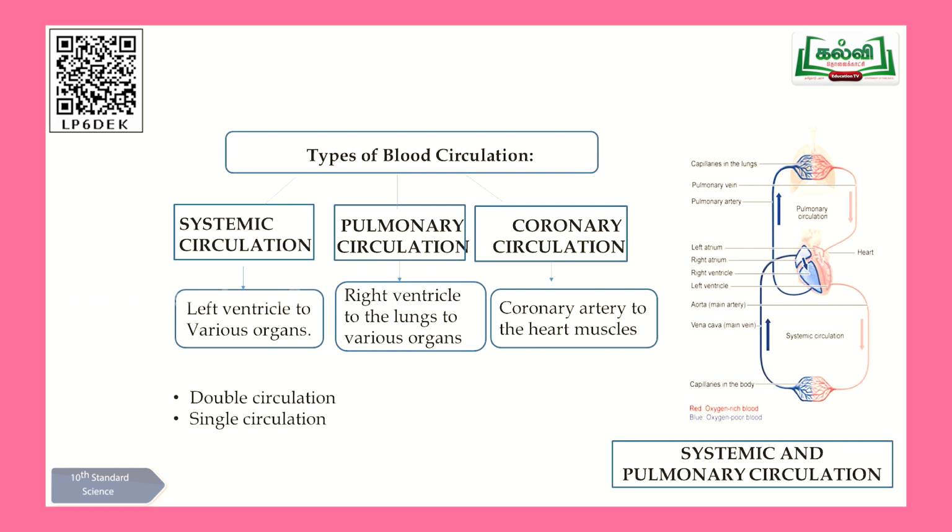Deoxygenated blood is pumped from the right auricle through tricuspid valve to the right ventricle. From right ventricle pulmonary artery arises. It takes the deoxygenated blood from the right ventricle and it goes to the lungs for purification. As I just now specified, after purification, when it comes out, three pairs of pulmonary veins are coming out of the lungs and it enters into the left auricle.